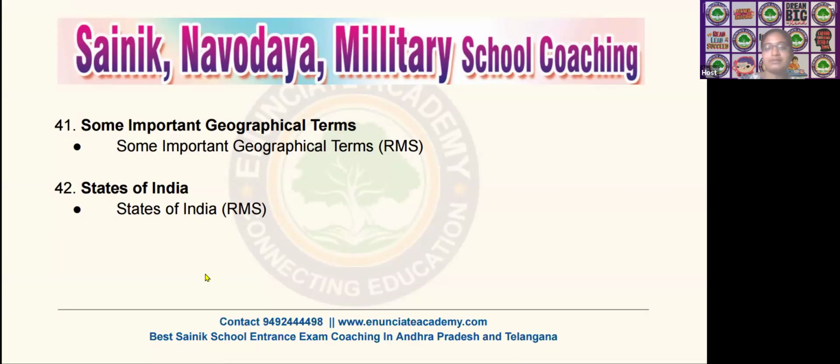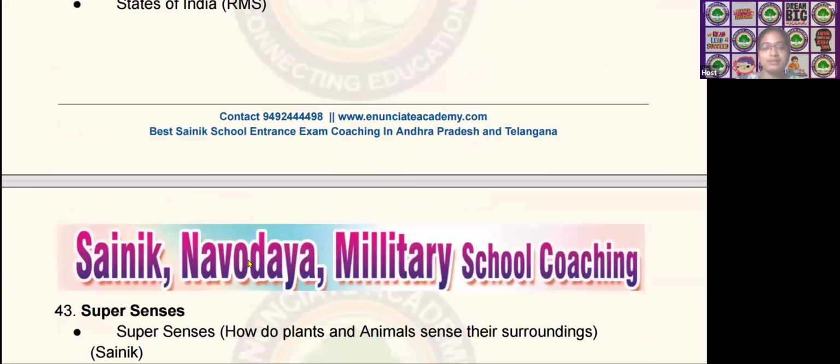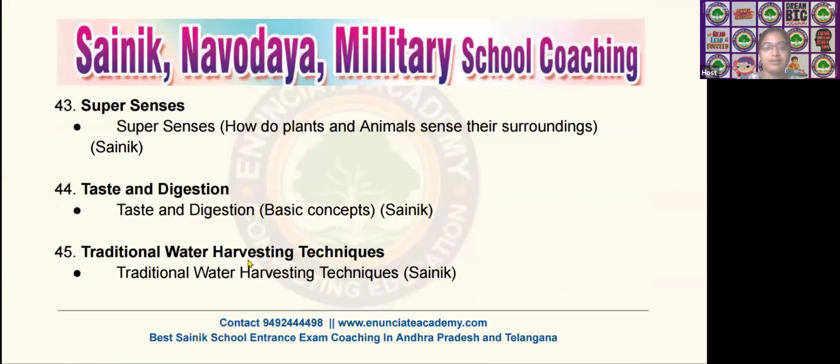Okay, and the last one for RMS, states of India. How many states are in India? How many union territories are in India? And their capitals also. Okay, we should learn all these things for the RMS exam. And then the next one, super senses. Okay, how do plants and animals sense their surroundings? Okay, it covers the Sainik exam only.